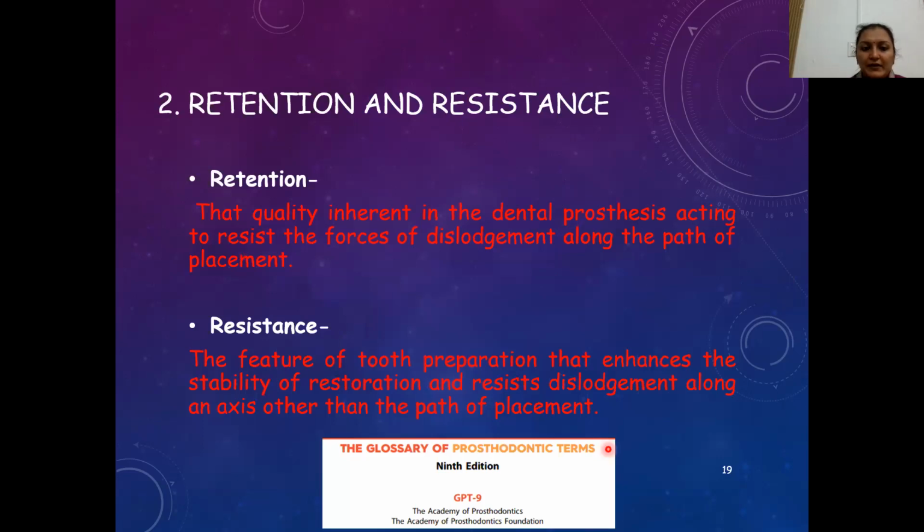Then retention and resistance. According to GPT-9, retention is defined as that quality inherent in the dental prosthesis acting to resist the forces of dislodgement along the path of placement. Resistance is defined as the feature of tooth preparation that enhances the stability of the restoration and resists dislodgement along an axis other than the path of placement.